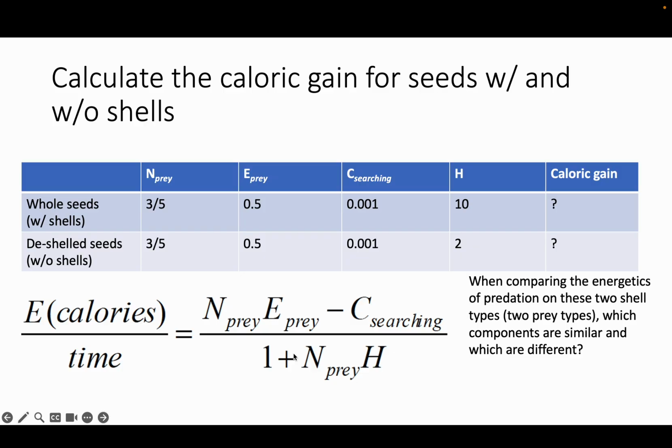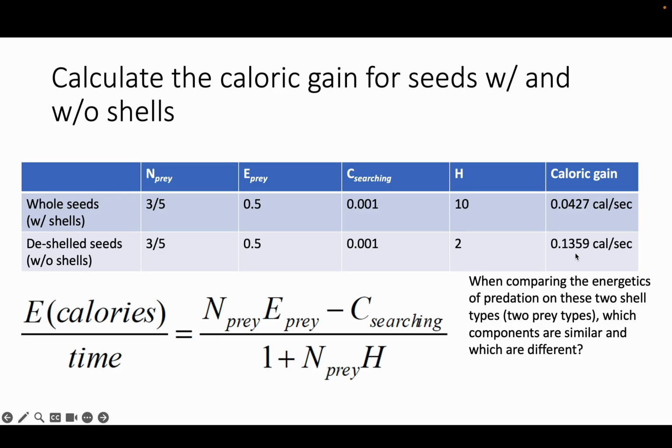So when we compute these numbers, we plug it in. The seeds with the shells, these are the animals that are harder to kill. It's going to give the predator a caloric intake of 0.0427 calories per second, while the seeds without the shells, these are prey items that are easier to kill.